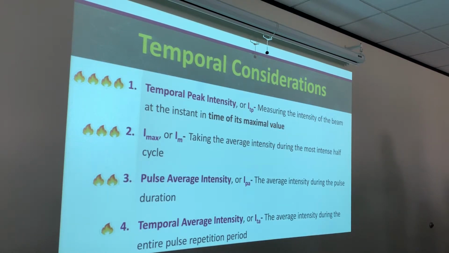Our next one would be temporal average intensity, or ITA. That's going to be the average intensity during the entire pulse repetition period. So that's going to be the lowest, right? Because it's accounting for the on and off time. Remember, when it's off, it doesn't have an intensity. So that's going to make it very low, or 500 times lower than the pulse average intensity, right? But it's listening 500 times more than it's transmitting.